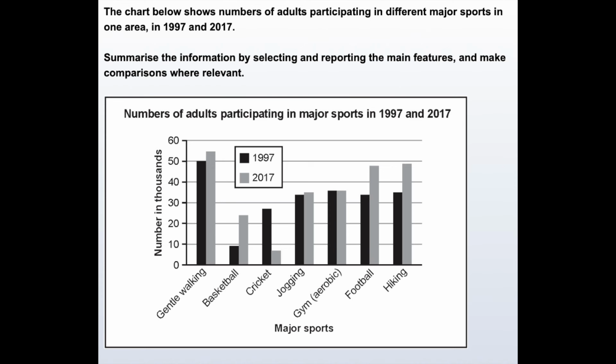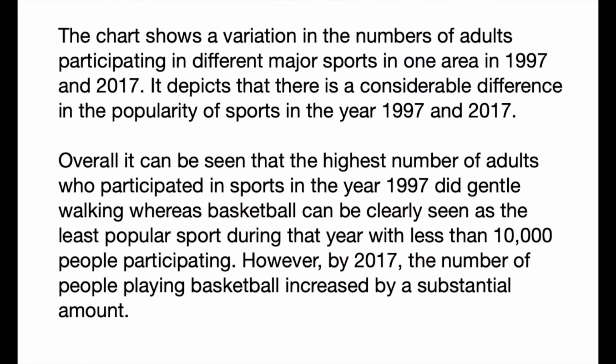So here you can write that overall it can be seen that the highest number of adults who participated in sports in the year 1997 did gentle walking, whereas basketball can be clearly seen as the least popular sport during that year, with less than 10,000 people participating. However, by 2017, the number of people playing basketball increased by a substantial amount. So here we highlighted two main features, and then we also did a comparison.